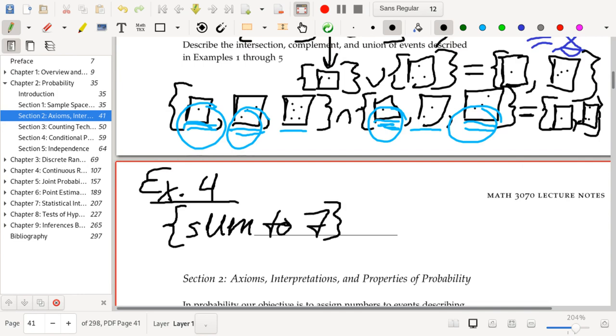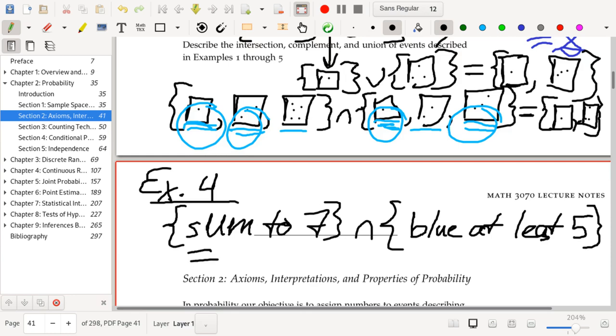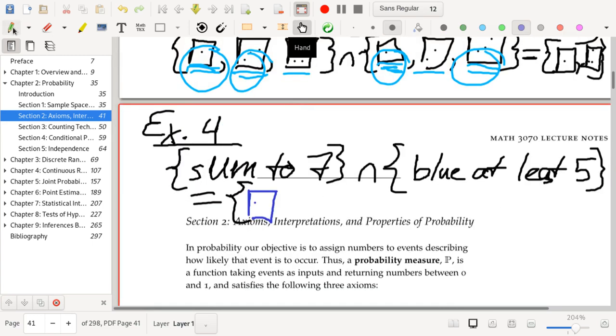And the blue die is, let's say, at least 5. So that would correspond to the event where, let's see, the blue die is at least 5, so we could have the blue die be 5, or the blue die could be 6. And in these two situations, we know what the red die is going to be. In the first, the red die is going to be 2, and in the second, the red die is going to be 1. So this would be the corresponding resulting event after we do that intersection.